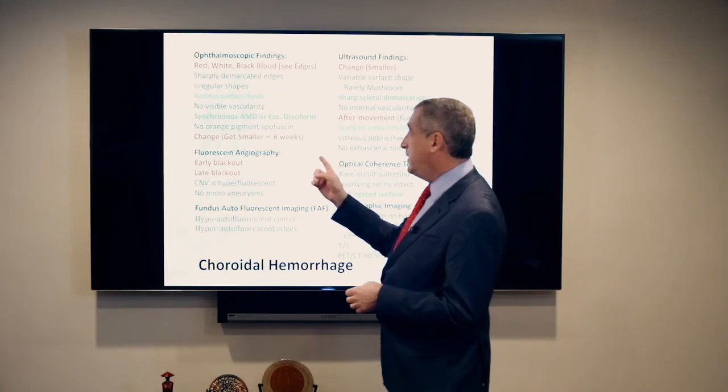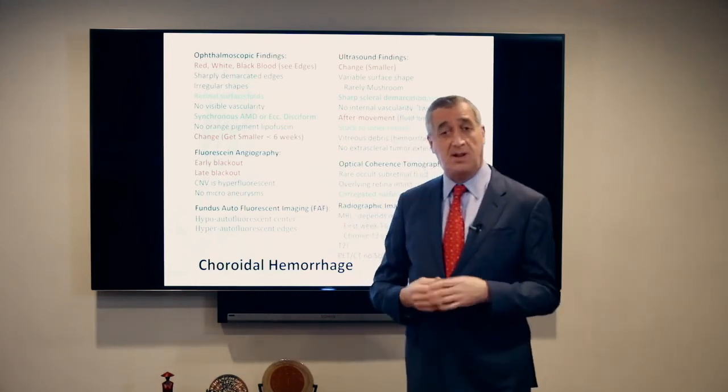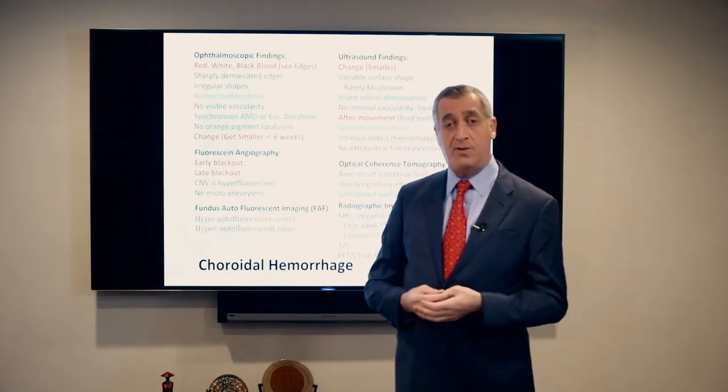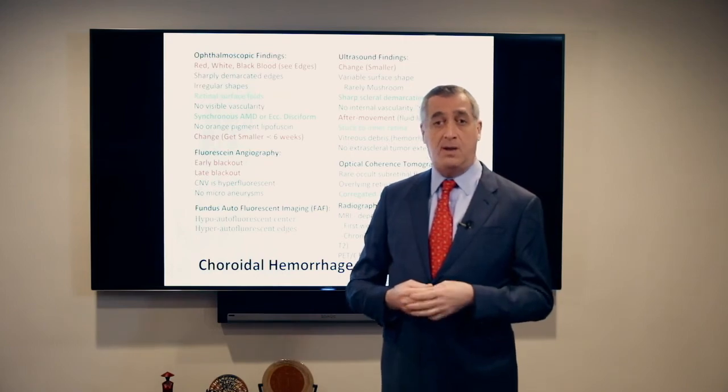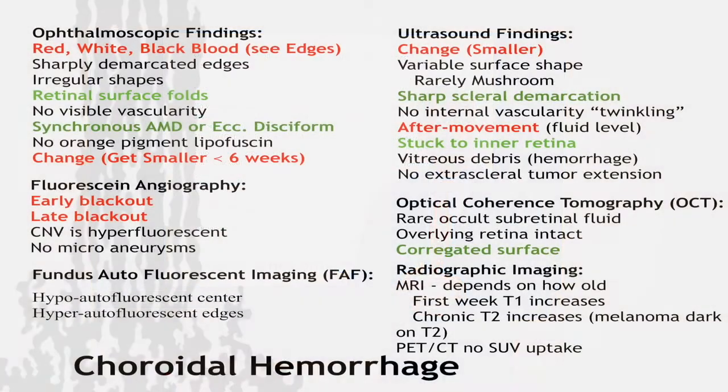The other thing about bleeding is it changes. Just like a bruise that you may have on your arm, it will change rather quickly. So observation can be very important in diagnosing a choroidal hemorrhage. They tend to get smaller over time, unlike melanomas and metastasis.